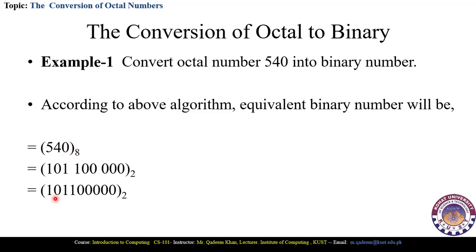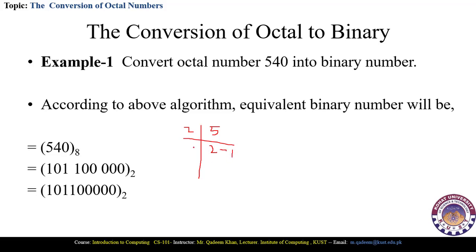Now we will combine all these bits: 101 100 000 to the base 2. So this is the conversion of the octal to binary. Now I will perform the arithmetic to show how we converted 540 to binary. Here we will perform 3 different divisions. First we will divide 5 by 2. For example, 5 divided by 2: 2 twos are 4 and the remainder is 1.